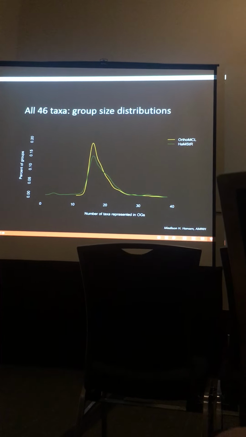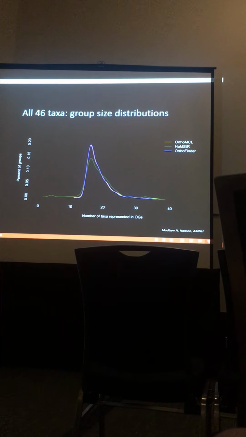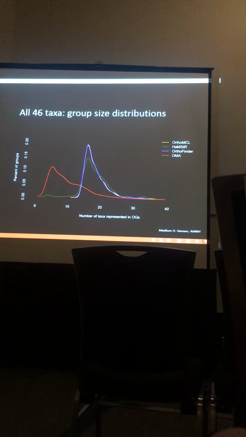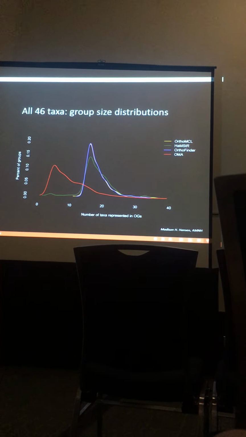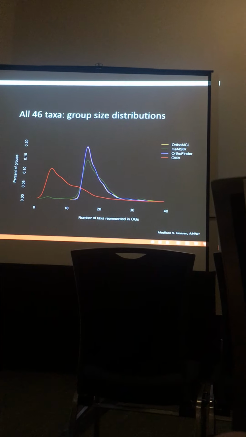Then there's Hamster, similar distribution. OrthoFinder, similar distribution. OMA has a really different distribution of groups, though. Most of the groups it finds are less than 10 taxa.